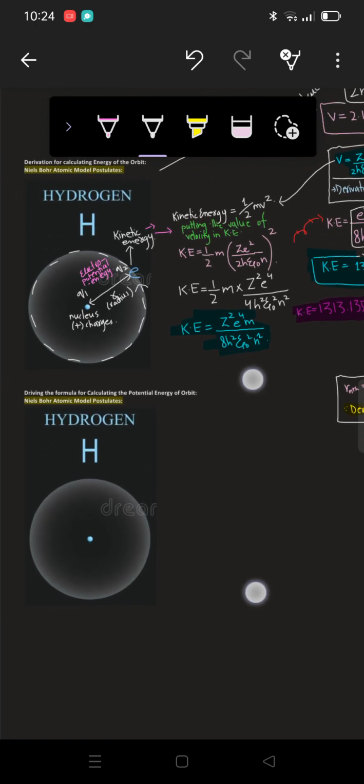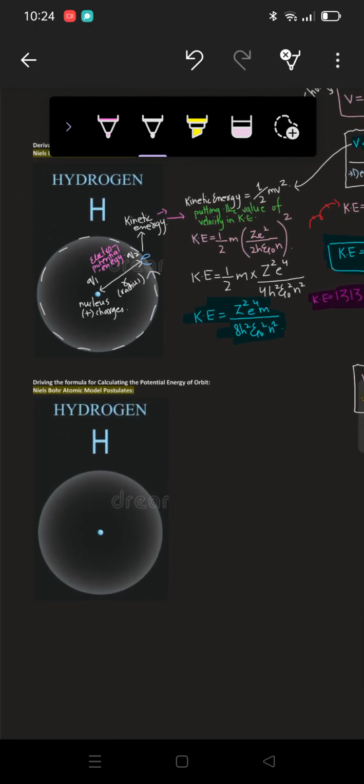Okay, so as in the last video, we derived the formula for calculating the energy of the orbit, and that energy was kinetic energy, right? Today we're going to derive the formula for calculating the potential energy of the orbit, right?